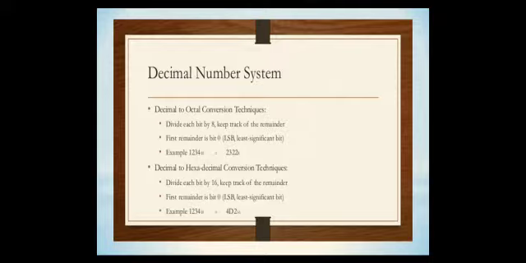Next, going to convert decimal to hexadecimal. In this we divide the number by 16. Keep track of the remainder, and the first remainder is the least significant digit. For example, here also I am taking 1234 as a decimal number and after that I am converting it into a hexadecimal number.